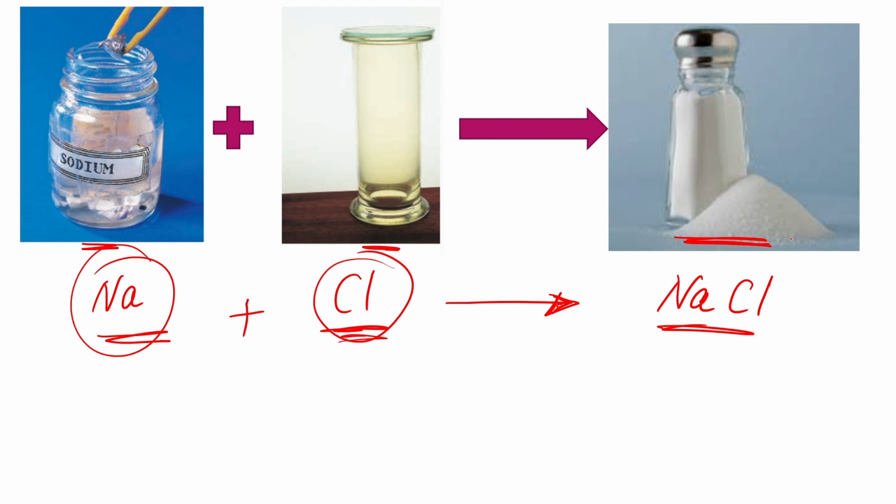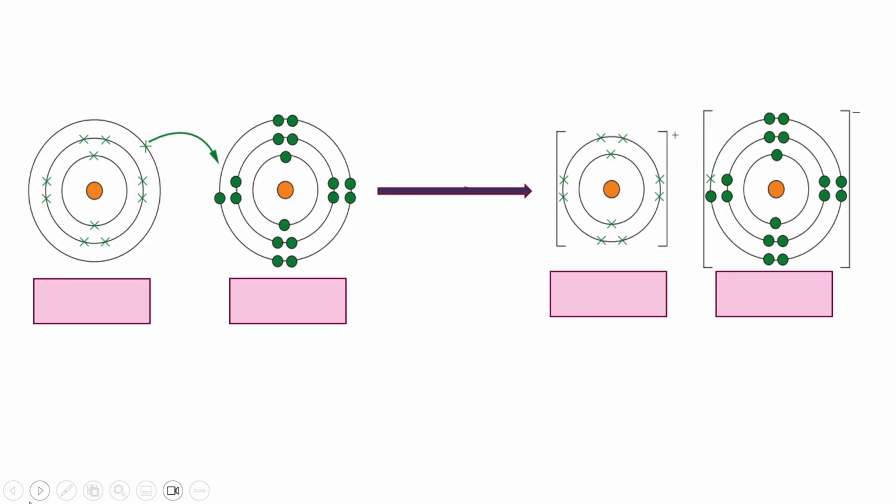What do you think about the properties of the reactants and the products? The properties of the salt here, which is the product, are very different from the properties of the elements forming it. What happens exactly during this chemical reaction? We know that sodium has 11 electrons. The electronic configuration of sodium is 2, 8, and 1. What about the chlorine? Chlorine is 17. The electronic configuration of chlorine is 2, 8, and 7.